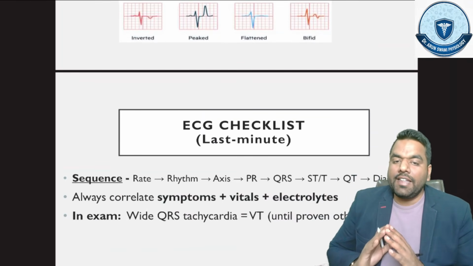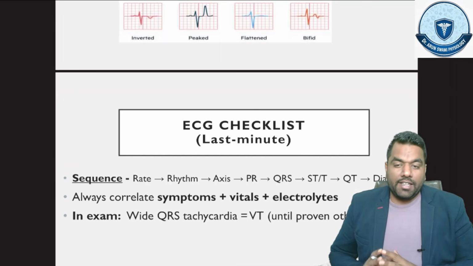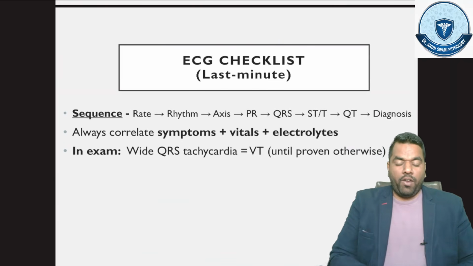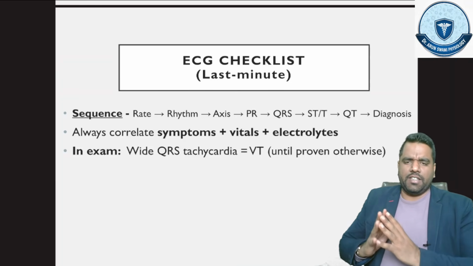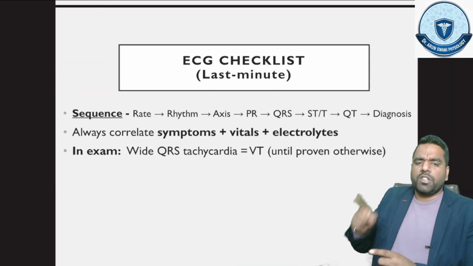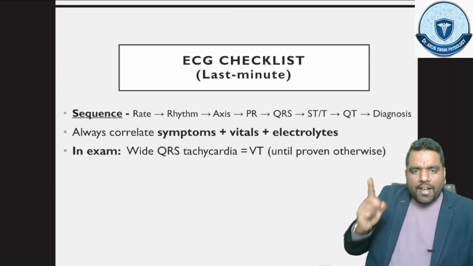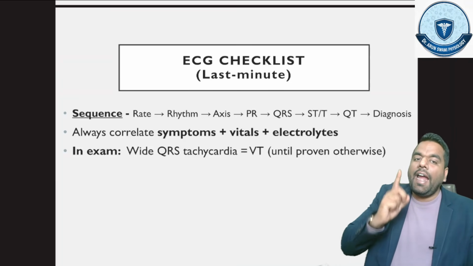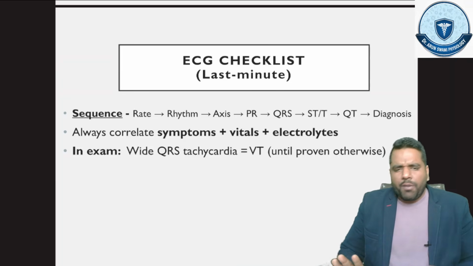So these are the different types of T wave which you should identify whenever you are seeing any type of ECG. So guys, in the last minute, the last checklist for the ECG: all the time, whenever you see any ECG MCQ, go with that sequence. What is the sequence? First of all, check the rate, see the rhythm, axis, PR, QRS, STT, and the QT, and then go with the diagnosis. All the time, you will never make any mistake.